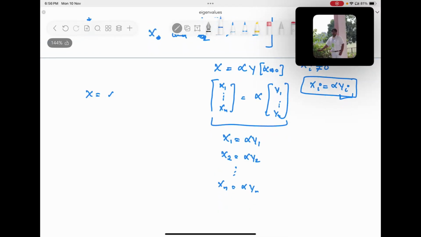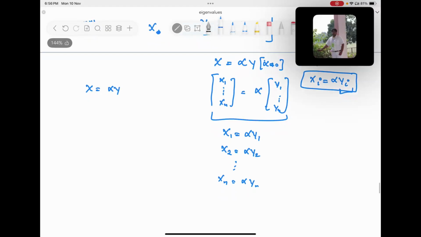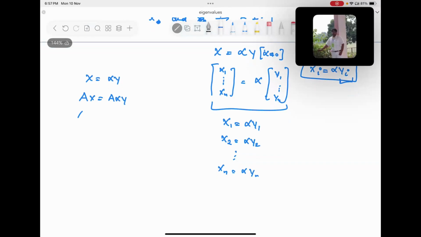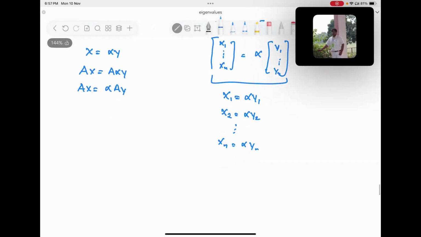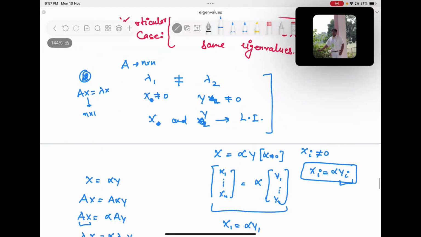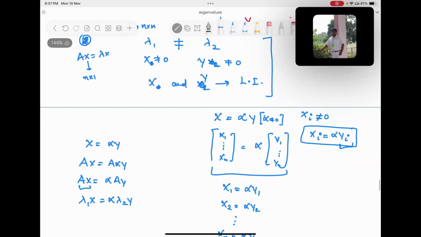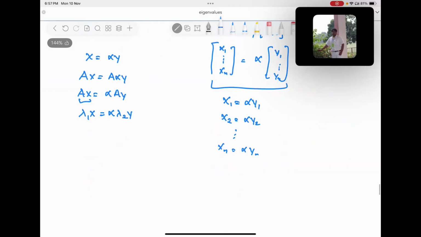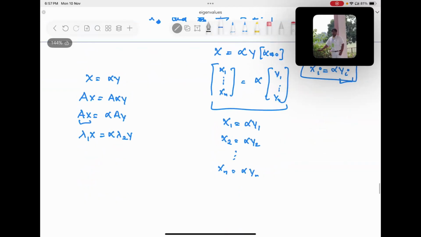since x equals alpha y, now operate A on both sides, so you will have Ax equals A alpha y, right? So Ax equals alpha, A is scalar, so Ay, right? What is Ax? Lambda 1 x. What is Ay? Lambda 2 y. Both are distinct eigenvalues, right? So A lambda 1 x equals alpha lambda 2 y, right? So from this, what we will get?